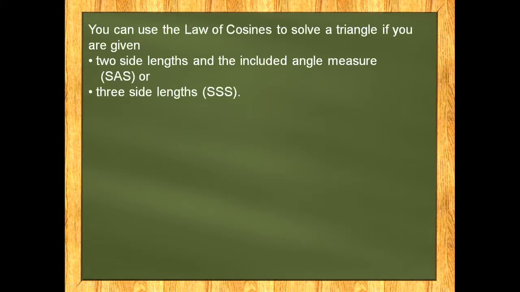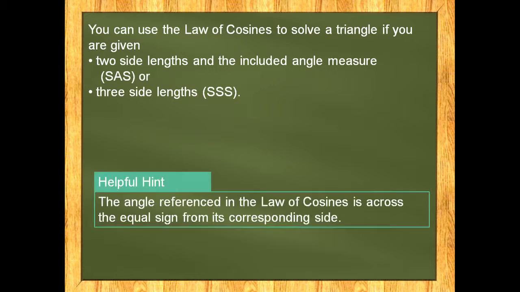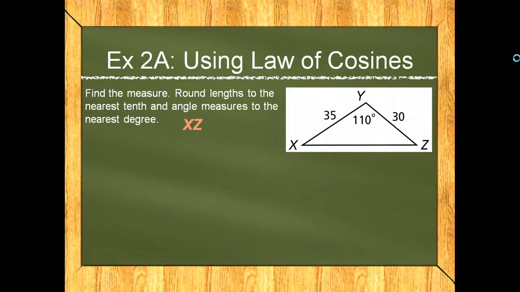So let's look at an example. You can use the law of cosines to solve a triangle if you're given 2 side lengths and the included angle measure, or angle side, or 3 side lengths. An angle referenced in the law of cosines is across the equal sign from its corresponding side. So remember, it starts with the letter on one side, it ends with that cosine on the other. So let's use one and find xz. So we want to find this side length. We're given side, angle, and side. So we can't use law of sines.